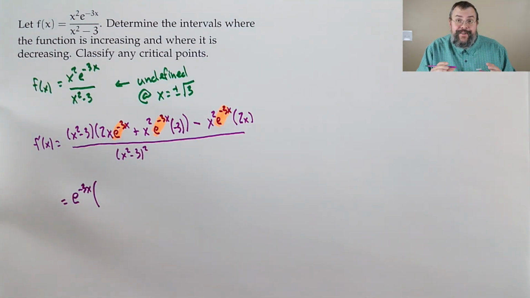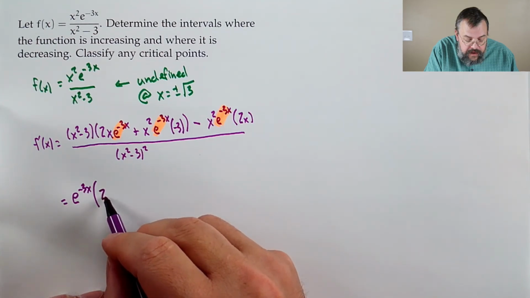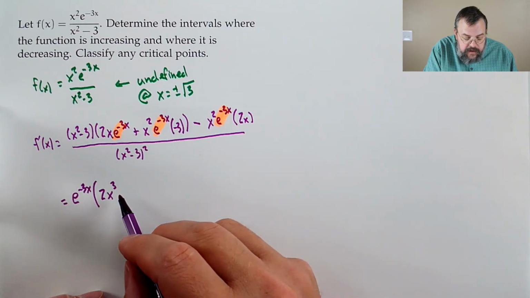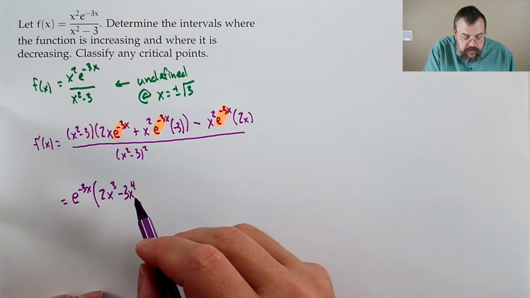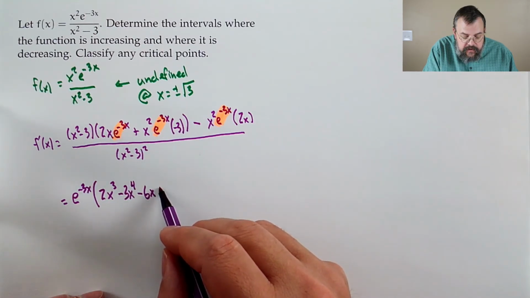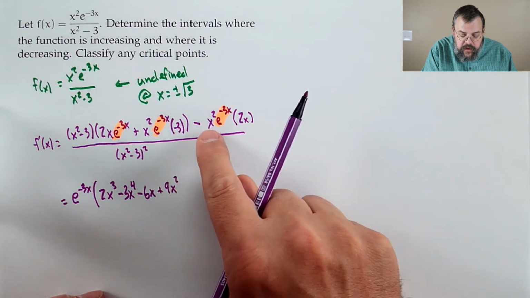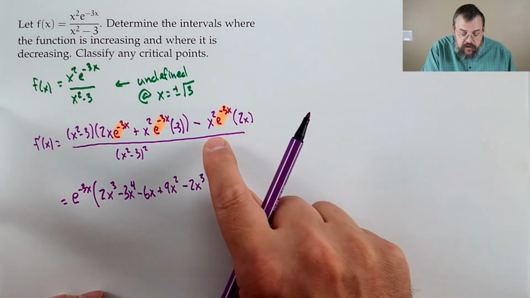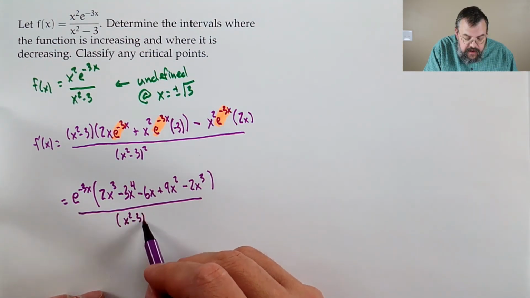All right, so time for foiling. Let's be careful. X squared times 2x is 2x cubed. X squared times minus 3x squared is minus 3x to the fourth. Minus 3 times 2x, minus 6x. Minus 3 times minus 3x squared is a plus 9x squared. And then, don't forget the last term, that'll be a minus 2x cubed. All that divided by x squared minus 3 squared.